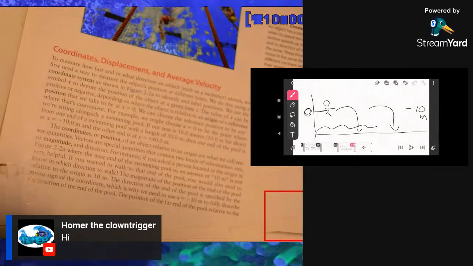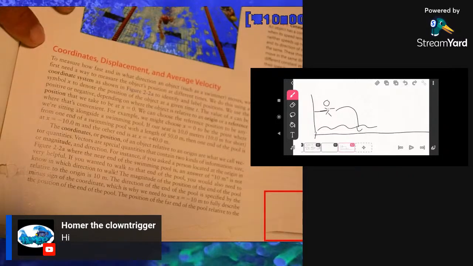Or you could say 0's down here and she's up 10 meters. You see that? So it doesn't matter how you draw the perspective. What matters is that you know the perspective. You label your perspectives right. That's all it's really trying to say. All right, so anyways, let's keep going.